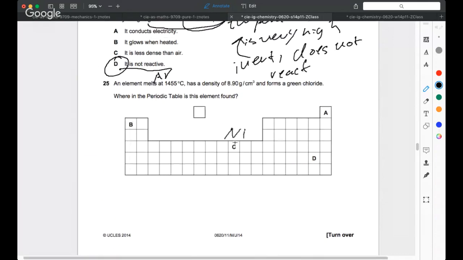25. From the physical property description, we know the element is nickel. So C is, if you look at your periodic table, C is the position of the nickel element. So C is the right answer.